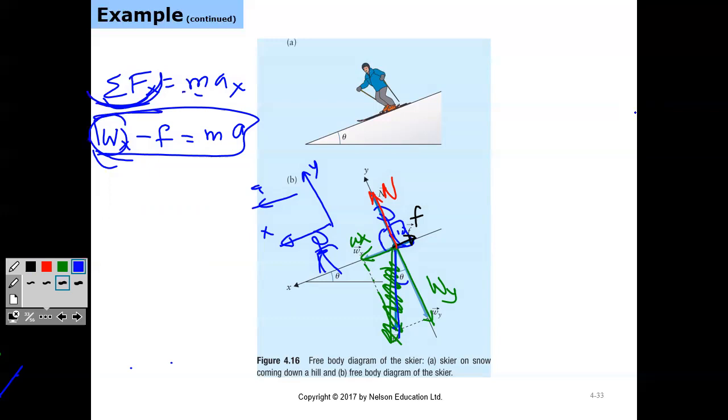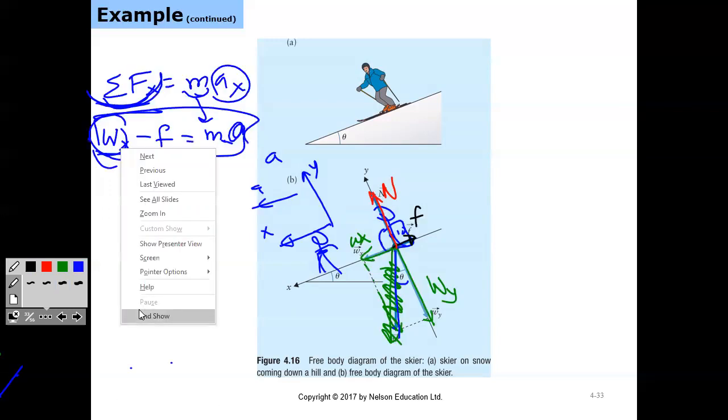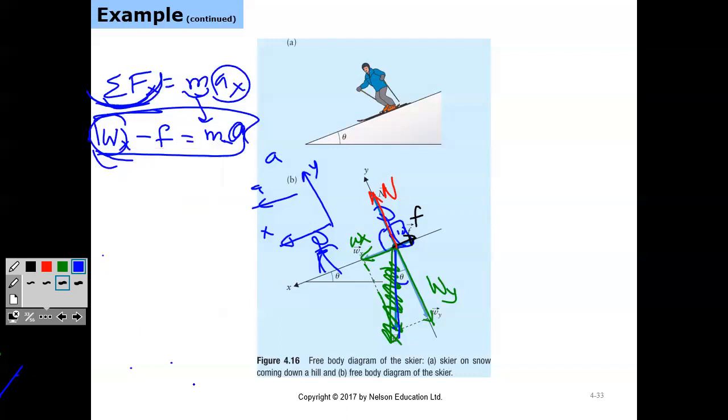Now I will go to the right side. M is M. Let me say that acceleration is A, which is along the x-axis, so positive A. So I got this equation. I can stop there depending on what I want to do. Let me click the mouse to get it out. Okay, now I can continue.